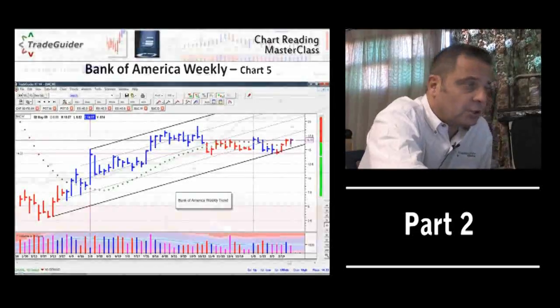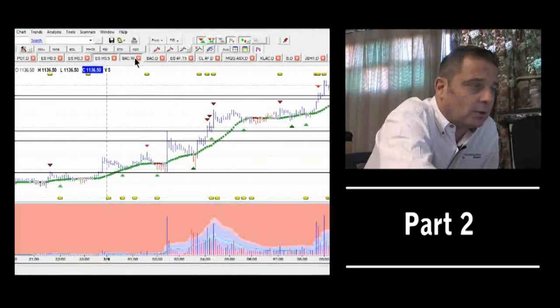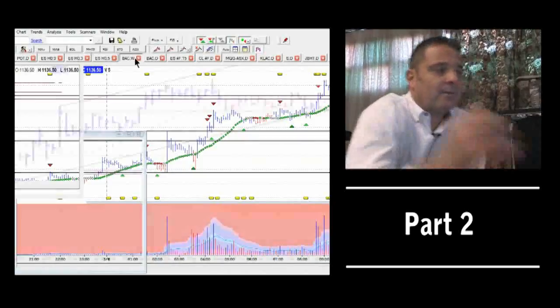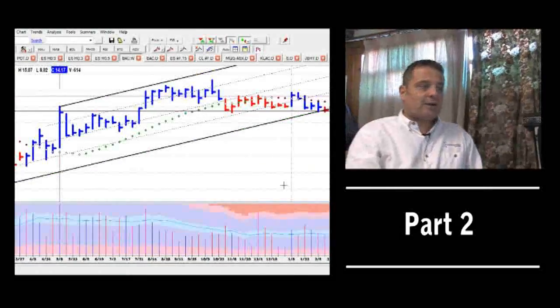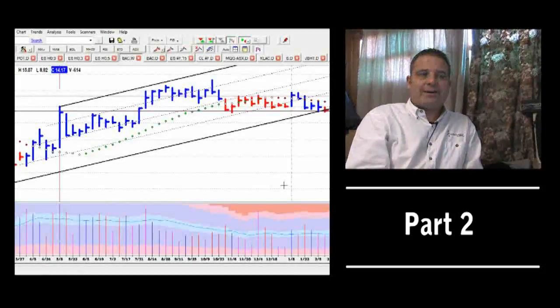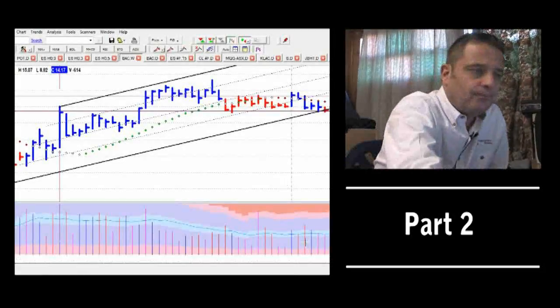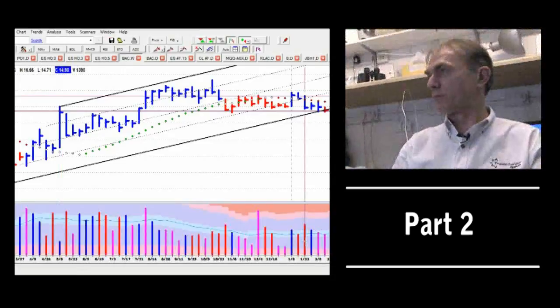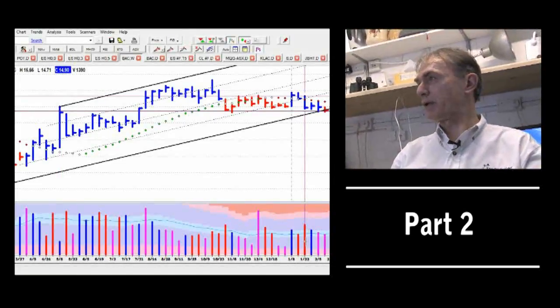But let's go and have a look at the chart itself, and we'll have Philip come in and have a look. Philip, weekly Bank of America, what's your initial view of that? It's definitely trended up, but it's sort of gone into a sideways movement, and I found that quite difficult to read. Yes, I'm thinking the same thing.